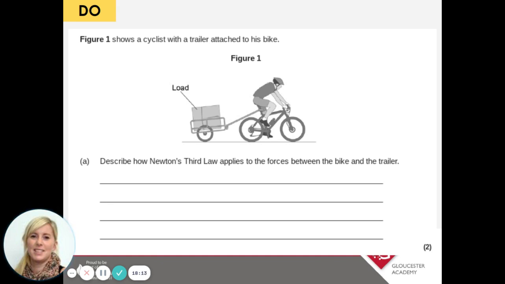Figure 1 shows a cyclist with a trailer attached to his bike. Describe how Newton's third law, the one we've just done, applies to the forces between the bike and the trailer. So remember, the third law is about having those equal and opposite forces. Same size, acting in opposite directions. So what would you say for this? It's 2 marks.